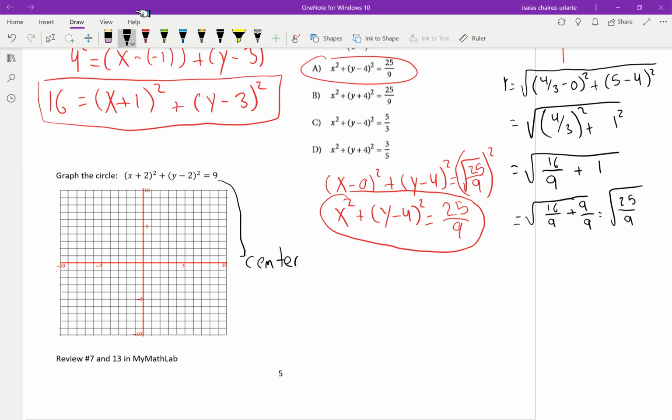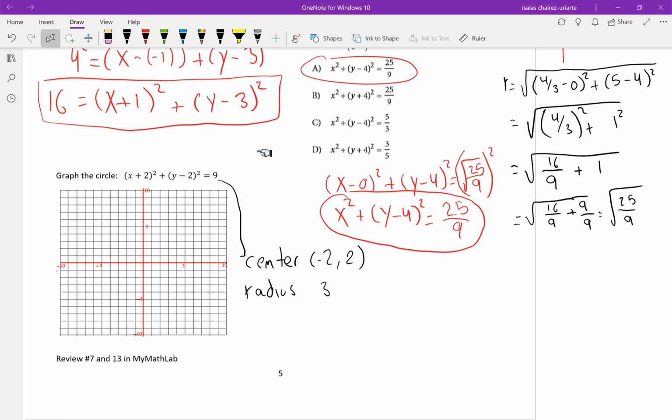Alright, so what's the center? I need to know that. What's the radius? So the center is going to be, you have to change the signs. So this becomes a negative 2, because it should be x minus negative 2, that makes it into plus. So my center is negative 2, comma 2. And what's my radius? How do I find my radius? Well, I'm looking at this 9. I have to take the square root of that 9. So my radius is 3.